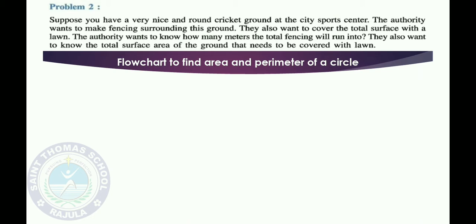The formula to find the area of the circle is pi r square. Two aspects we have to find: first the area of a circle and then the perimeter. The formulas you already know, you have done these in maths. So the formula to find the area of a circle is pi r square, and the formula for the perimeter is 2 pi r. Now once you know the formula, it is very easy.